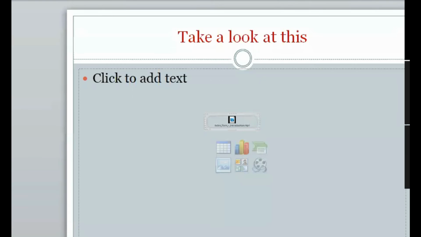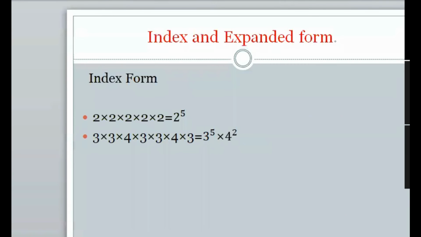And then I explained that index form means when the number is expanded or long, you place it to a given index. For instance, in this case, we have 2 times 2 times 2 times 2 times 2. The 2 is there 5 times. So that means that we'll place it to the index 5. So it's going to be 2 to the 5th power.